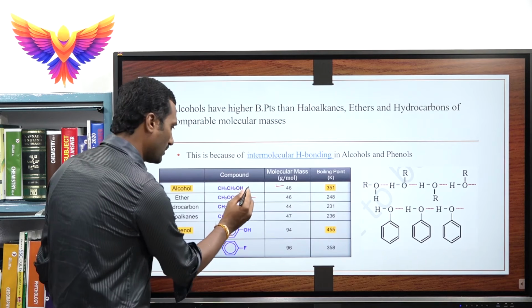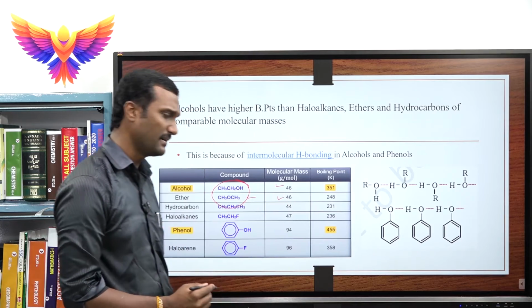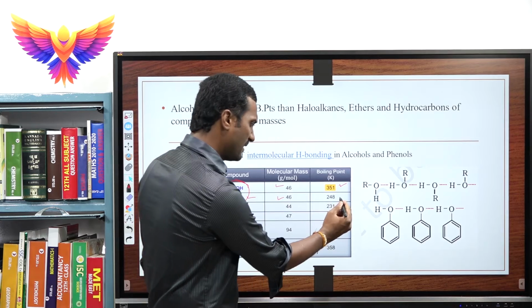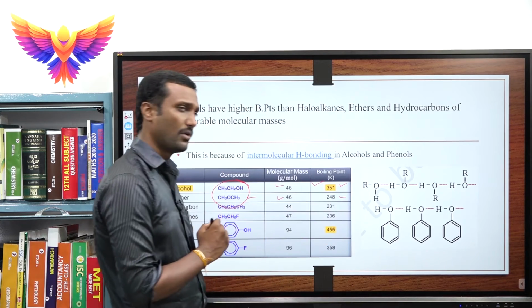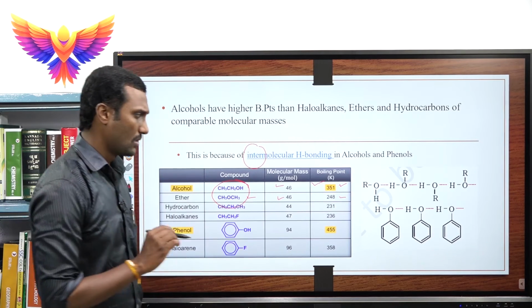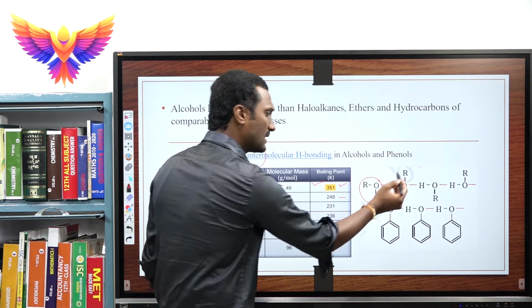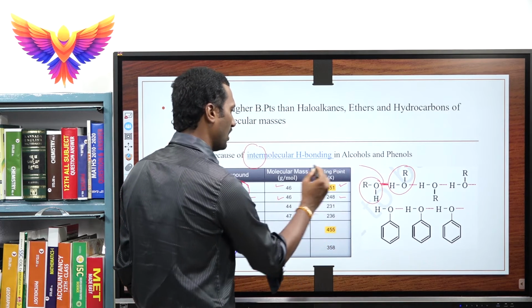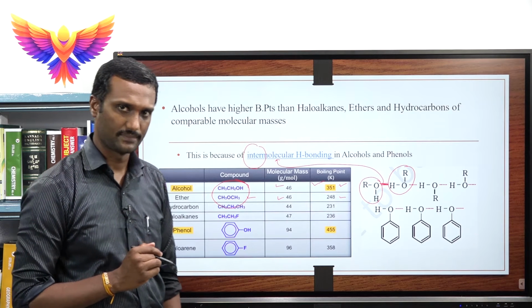As I said, both have the same number of carbon atoms and the same number of oxygen atoms, hence the molecular mass is the same. But here you can observe the boiling point is higher than the ether. Why? Because of the formation of hydrogen bonds. What type of hydrogen bond? Intermolecular hydrogen bond. In alcohol, this is one alcohol group and this is another molecule of alcohol. Between these two alcohols there is a formation of intermolecular hydrogen bonding.